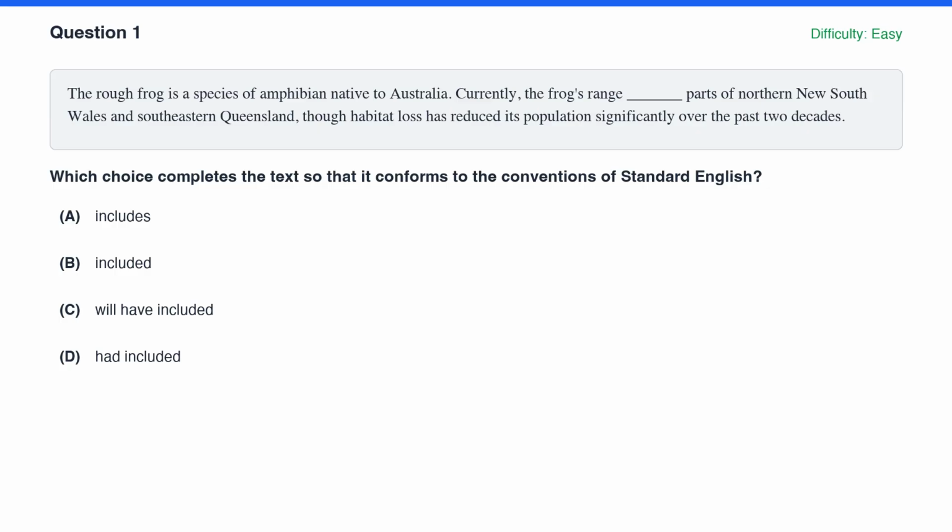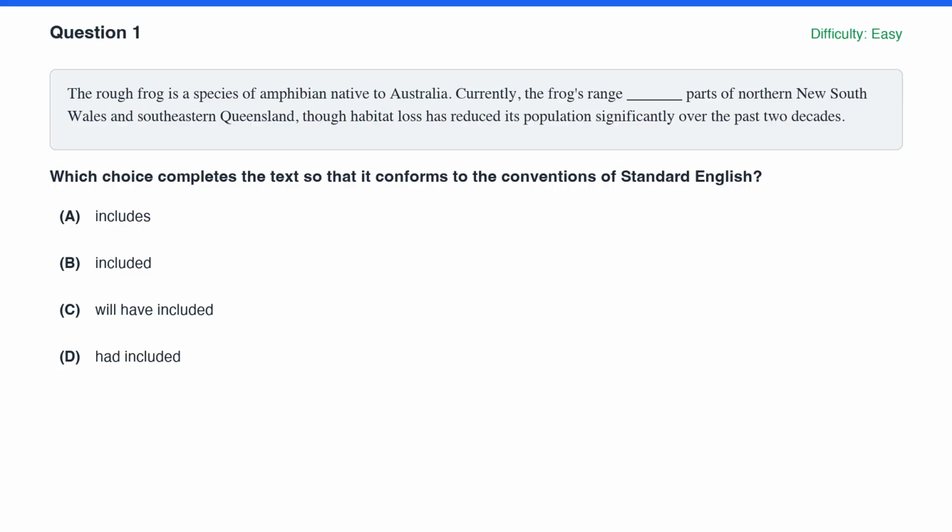Let's start with a clean one. This passage is about the rough frog in Australia. The key word jumps right out, currently. That's a present tense time signal. A says includes. Present tense singular matches currently and the singular subject range. That looks right. B says included, past tense. But the sentence says currently, not previously or in the past.